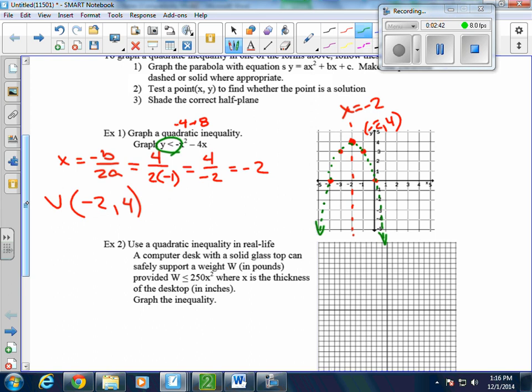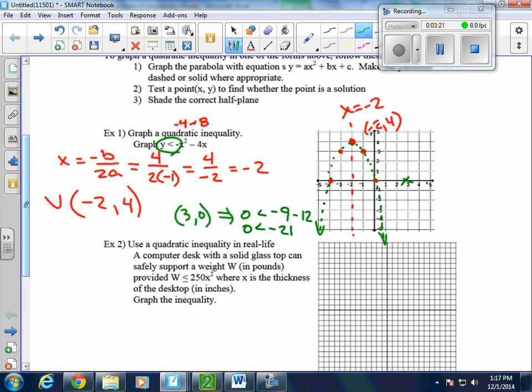And now we have to pick a test point. Well, we have to pick a test point somewhere on our graph. So let's pick just the point 3, 0. So the ordered pair that I'm checking is 3, 0. If we put it in, we're going to have 0 is less than negative 9 minus 12. So 0 is less than negative 21. Is that true? Is 0 less than negative 21? The answer to that is no.